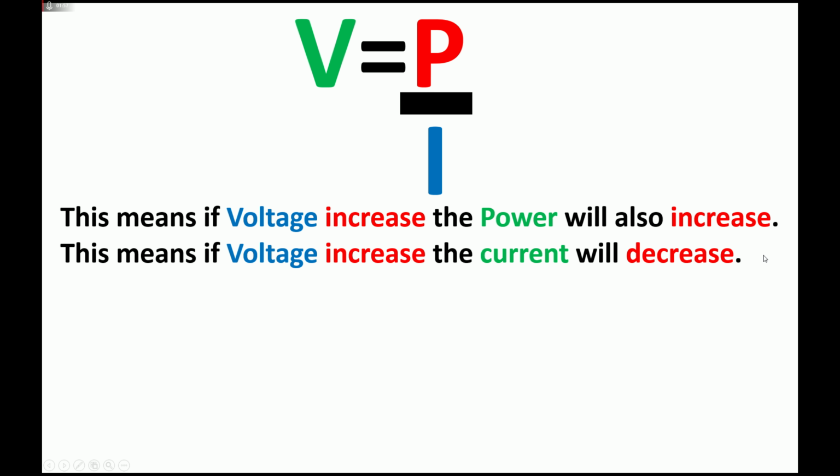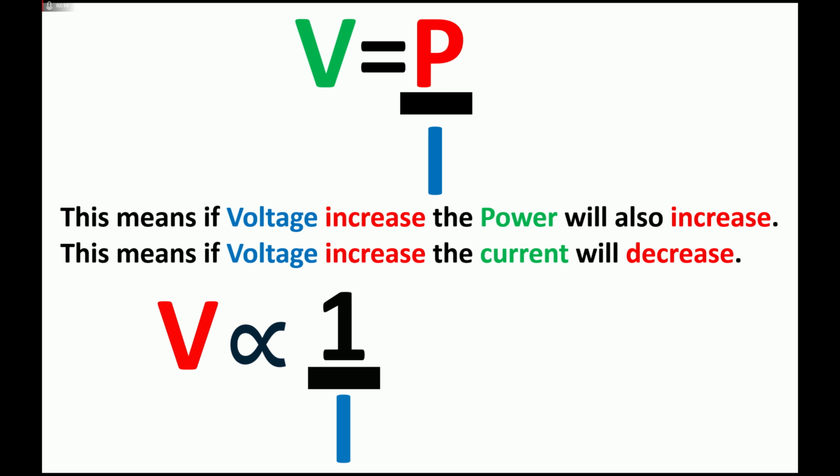This means if voltage increases, the current will decrease. While in the case of Ohm's law, it states that voltage is equal to IR, which means that if the voltage increases, the current will increase. So this is inversely proportional. Like this, V is inversely proportional to I in the case of the power formula.